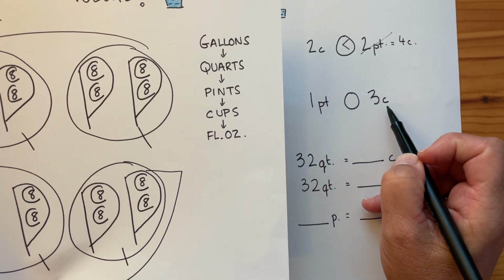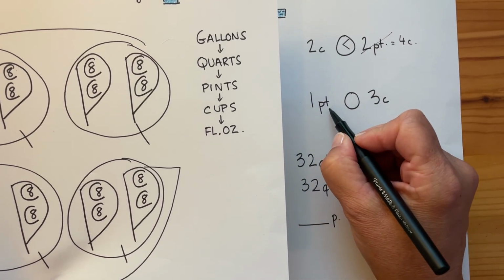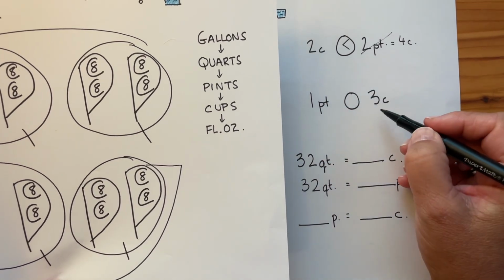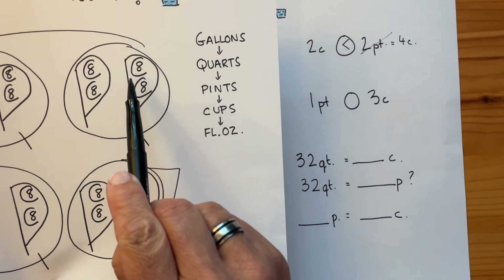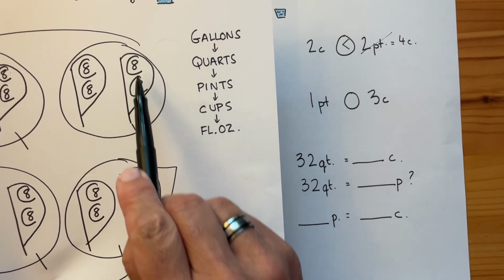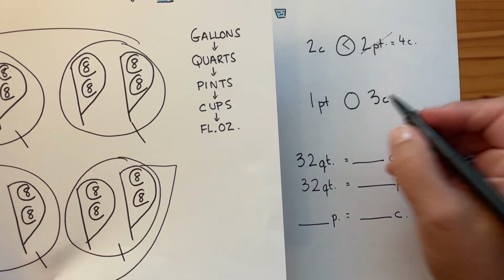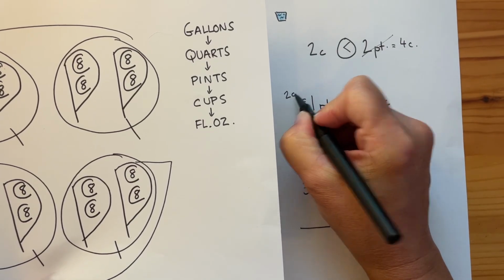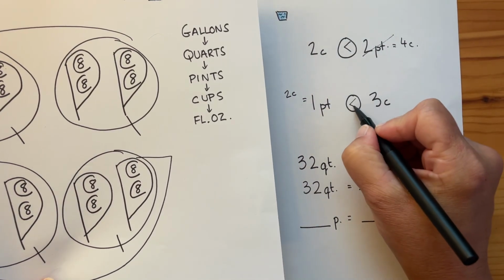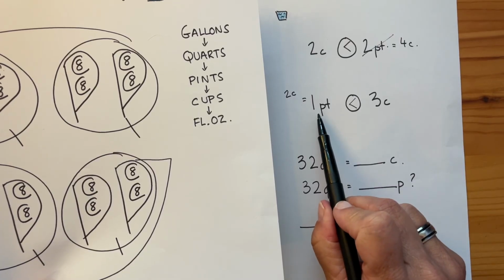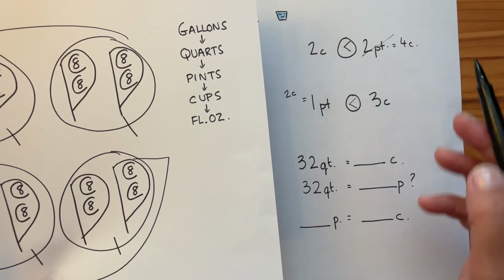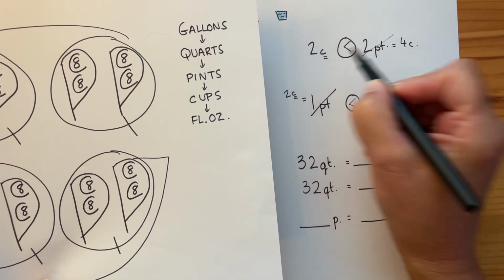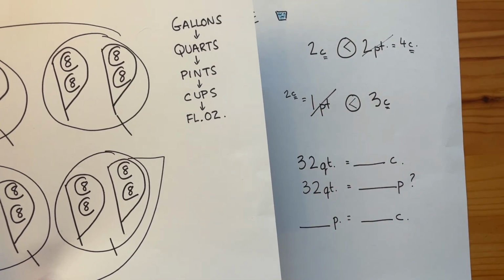1 pint in cups. Well, I'm going to make this into cups, right? Because I want it to be the smaller number. So I'm going to look at 1 pint. 1 pint is actually 2 cups, right? So I'm going to put here 1 pint is actually 2 cups. So I know that 3 cups is more than 1 pint. Once again, I'm converting these so that they are all speaking the same language.